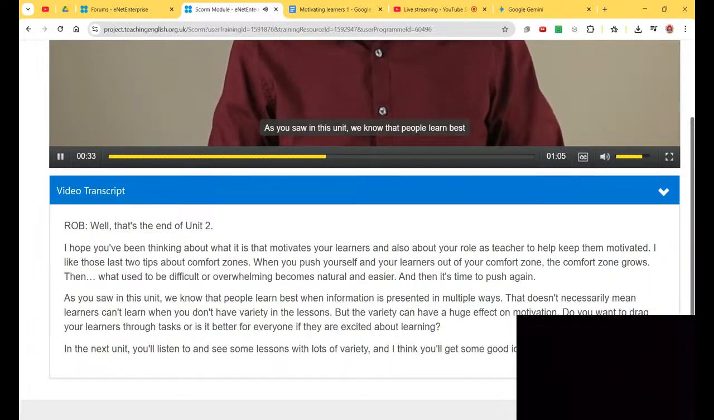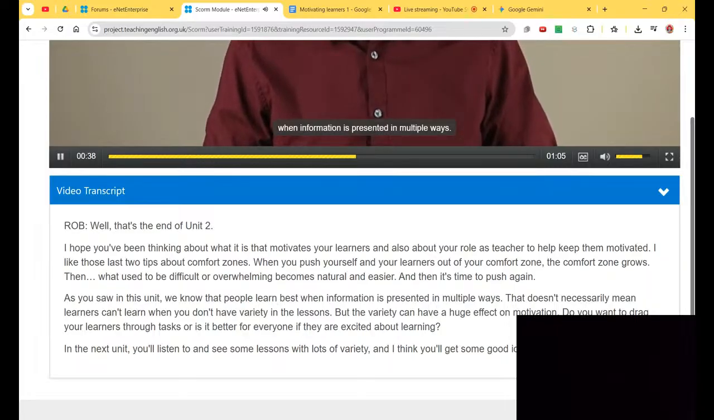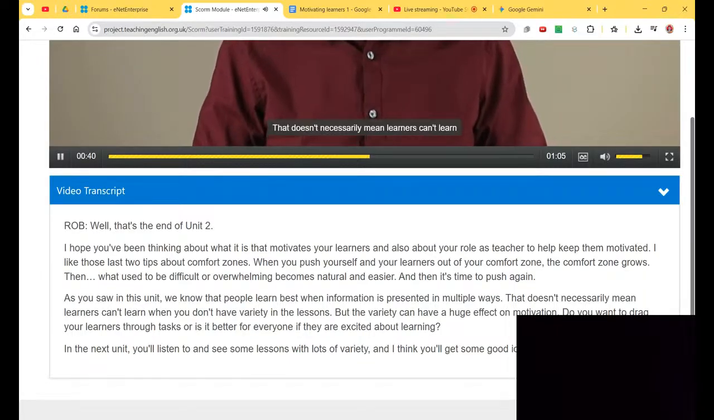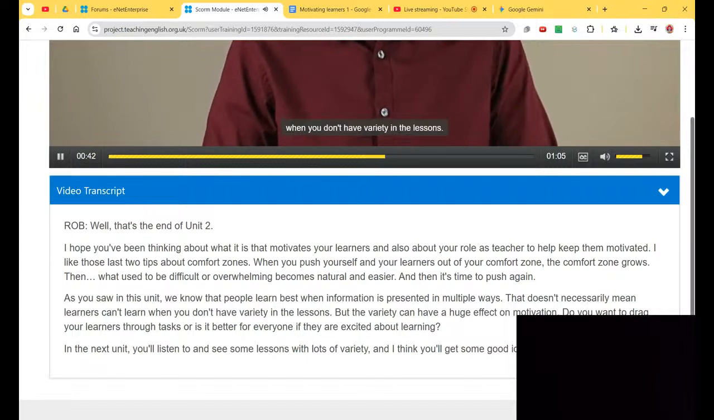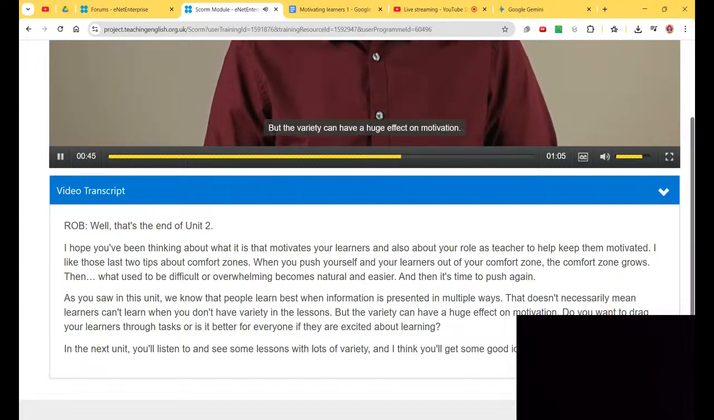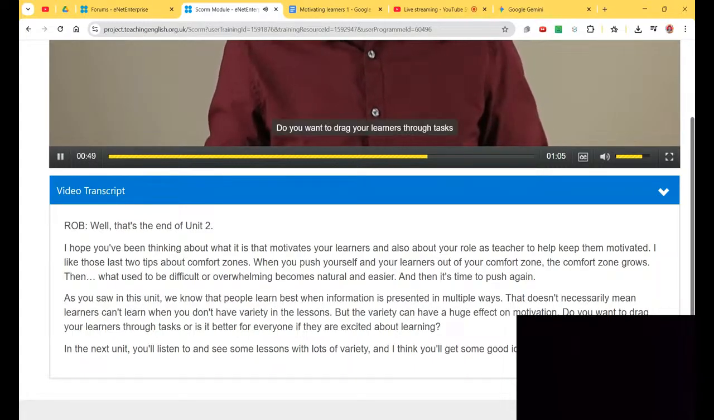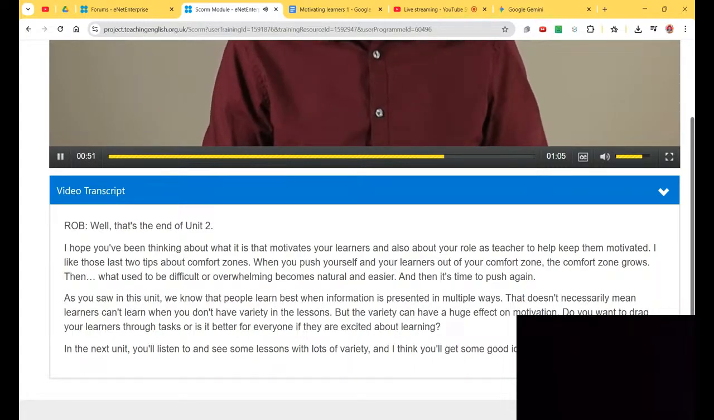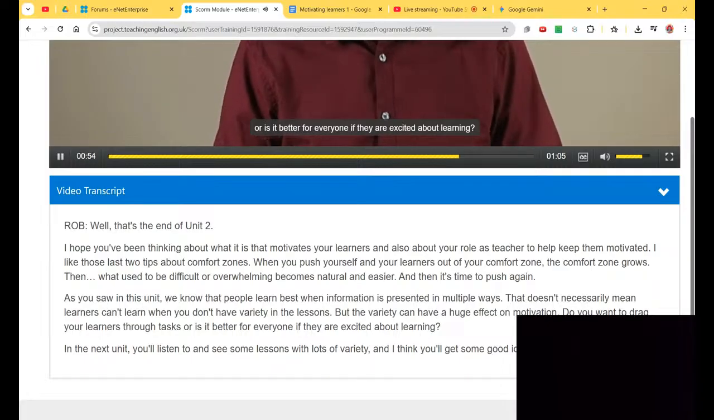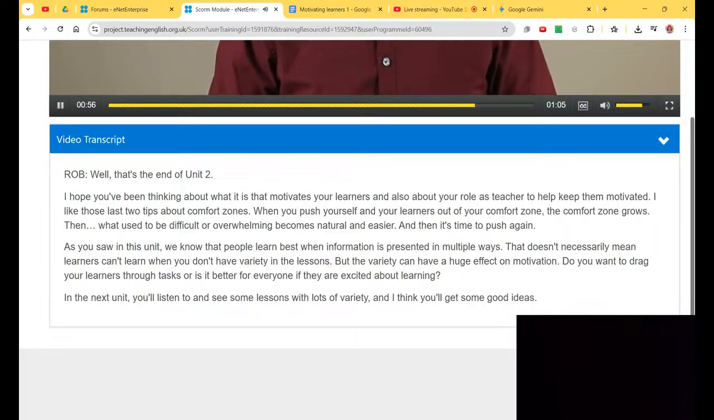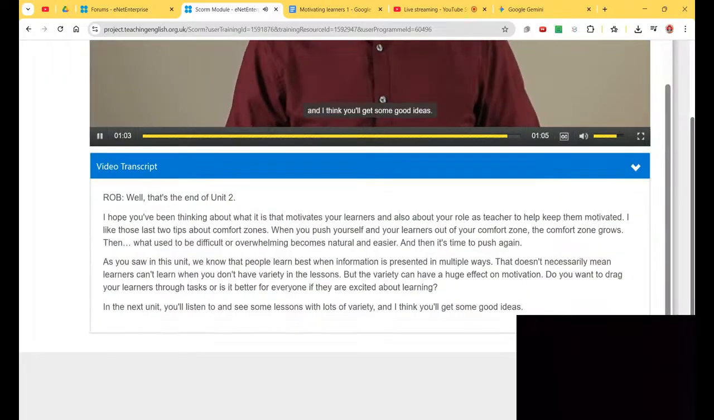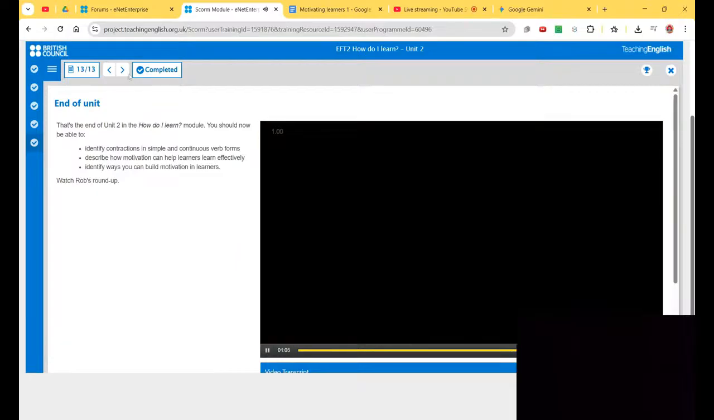You find in this unit that we know people learn best when information is presented in multiple ways. Learners can learn even when you don't have variety in the lessons, but variety can have a huge effect on motivation. It's better for everyone, and they're excited about learning. Next, listen to a lesson with lots of variety. I think you'll get some good ideas.